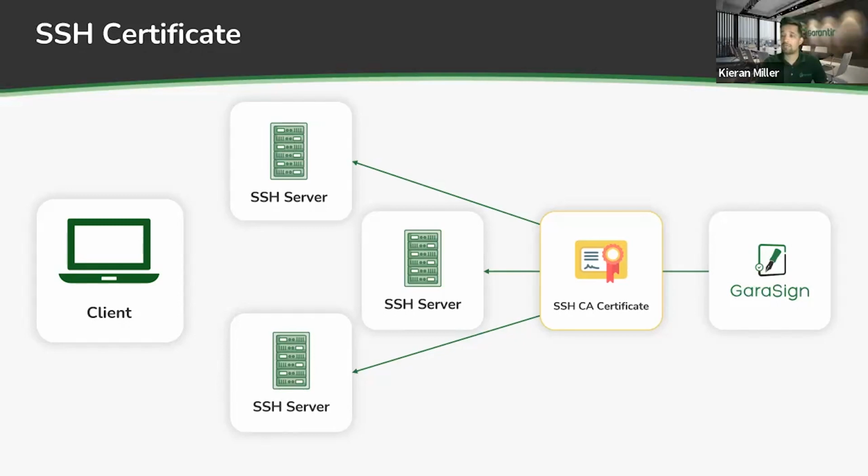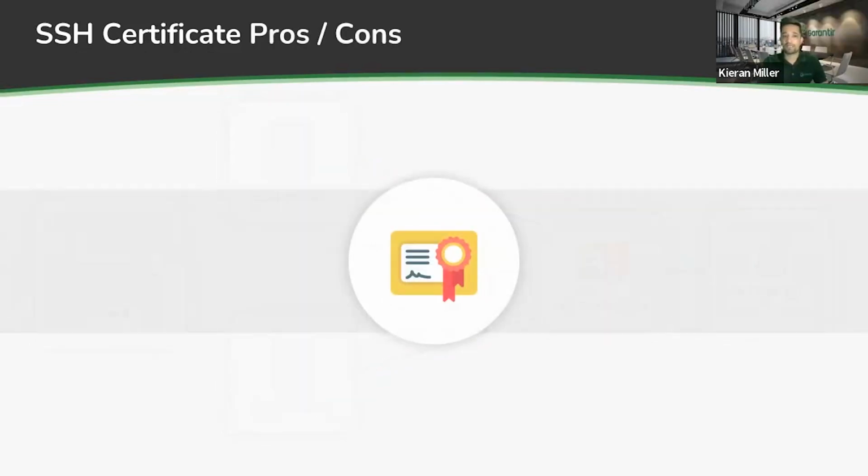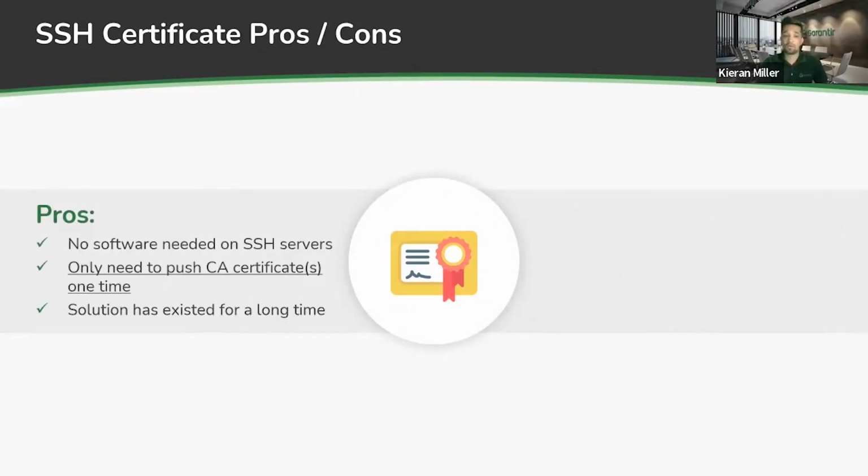So in this case, instead of pushing out the public keys for each user, you push out the SSH CA certificate to the servers, and then the client authenticates as it normally would. So in this case, the pros are, again, no custom software needed on the SSH servers, and you only need to push the CA certificates one time, as opposed to the public key push where you have to push out every time the key rotates, so every 1 to 3 years per user. In this case, you only push it out once. And the solution, despite that it's not often talked about, it has existed for a long time.